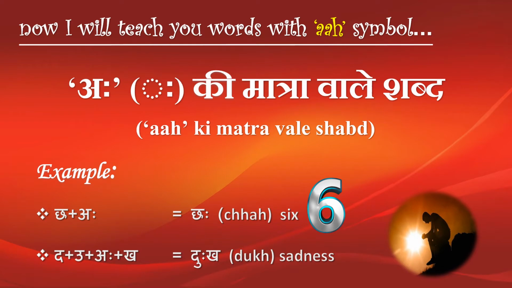Friends, now I will teach you words with aha symbol. This aha vowel is the last vowel, and today I will teach you this symbol and how to make words with this symbol. Let's start. aha की मात्रा वाले शब्द. For example, here two words: cha plus ah. Sound ah. Chah. Chah means 6.